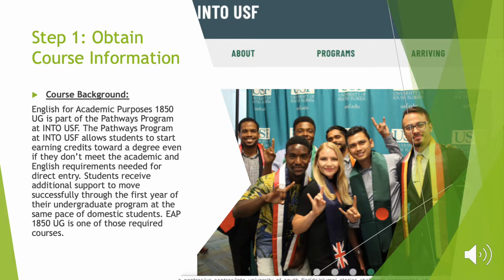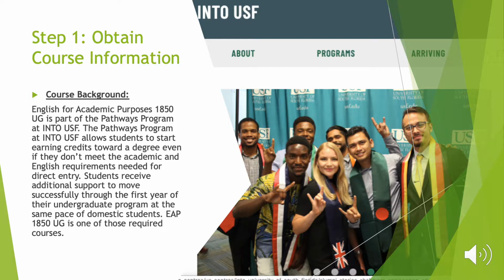Now, as you can see, the course is called English for Academic Purposes, 1850. Students usually assume that this class is an English class when in fact it really is not. So we do not teach things like grammar or spelling or punctuation or any of that stuff in this course. And I'll talk about that a little bit more as we progress.